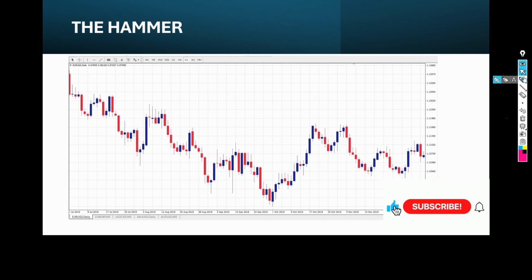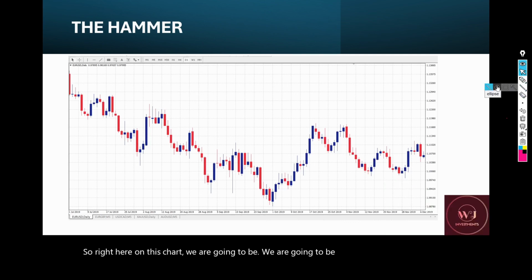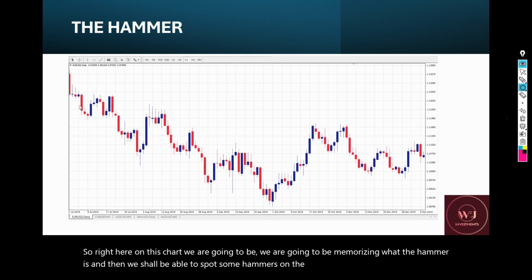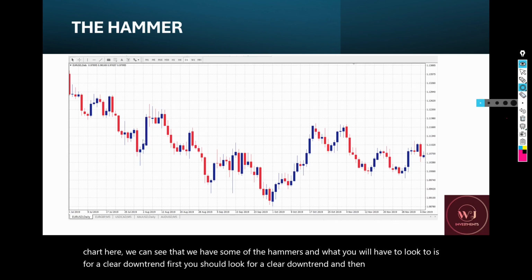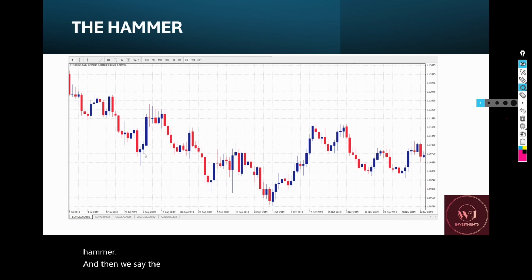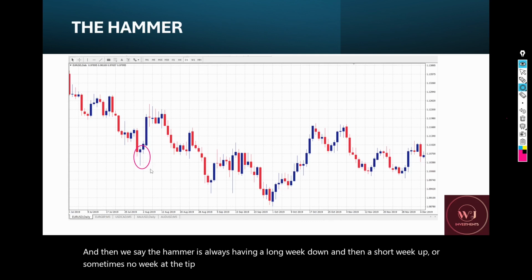So right here on this chart, we are going to be memorizing what the hammer is, and then we shall be able to spot some hammers on the chart. We can see that on the chart here we have some hammers, and what you have to look for is a clear downtrend first. You should look for a clear downtrend, and then you look for the hammer. The hammer always has a long wick down and a short wick up, or sometimes no wick at the tip. For example, this candle here is a hammer.